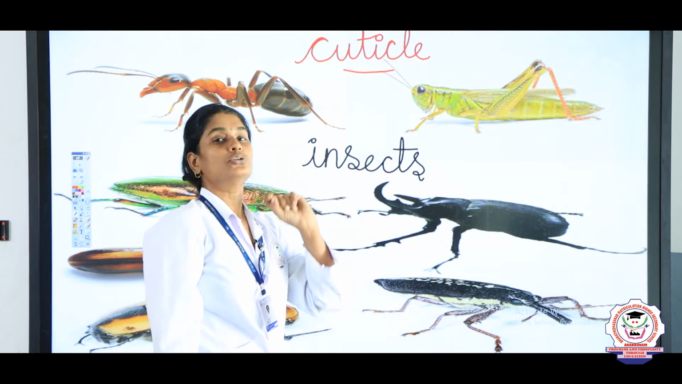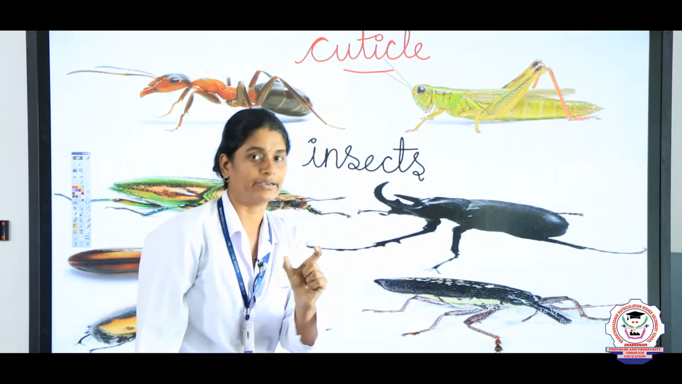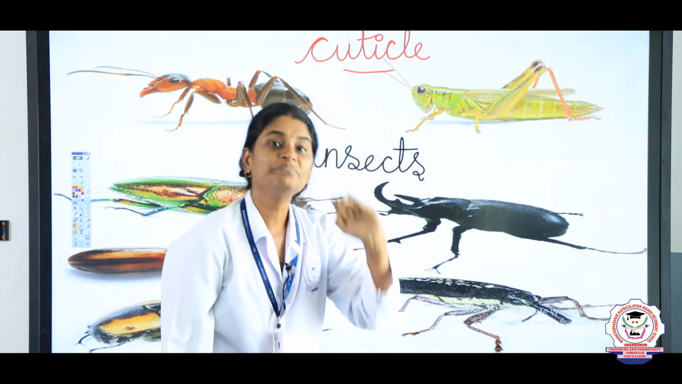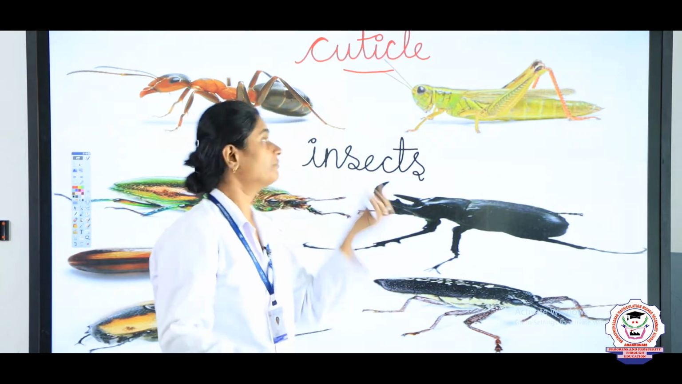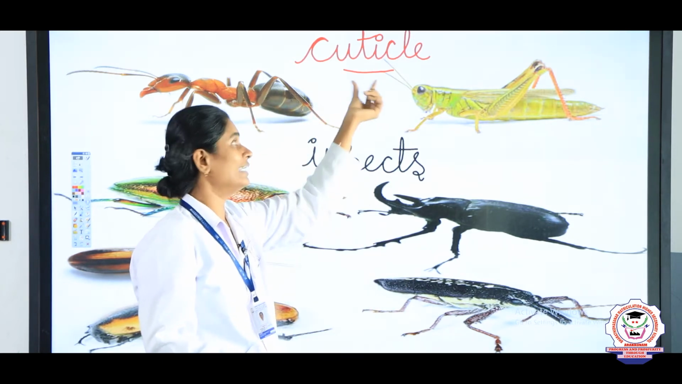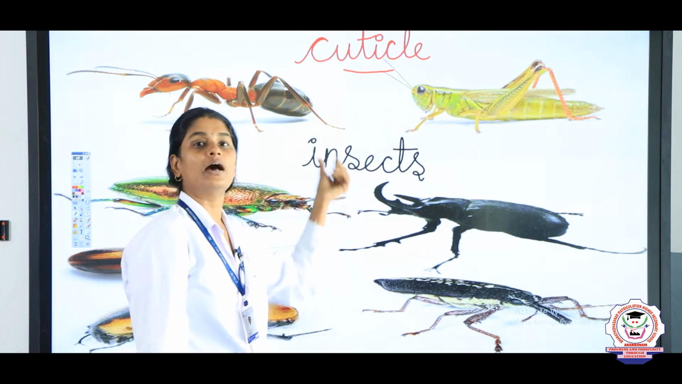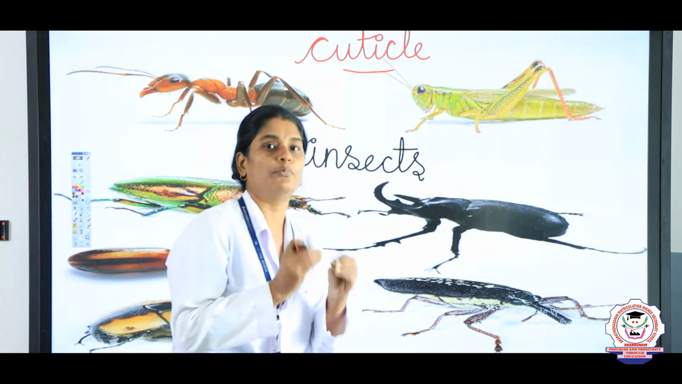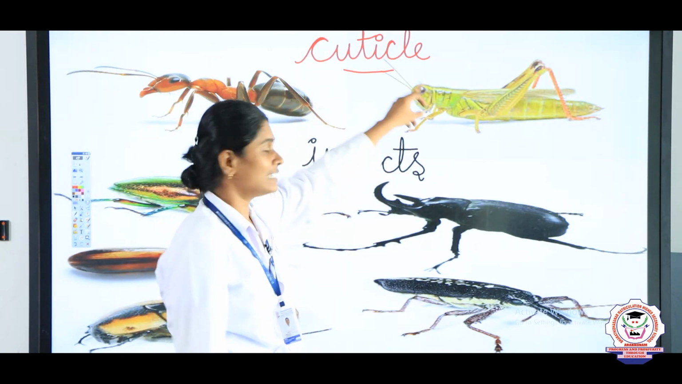C-U-T-I-C-L-E, right? In a 1 mark question they may ask what is the body covering of an ant? You have to answer cuticle. So the body covering of all insects is called cuticle. Do you understand? For humans we say skin, but for insects' body covering we should not say skin. What do we call it? Cuticle, right?